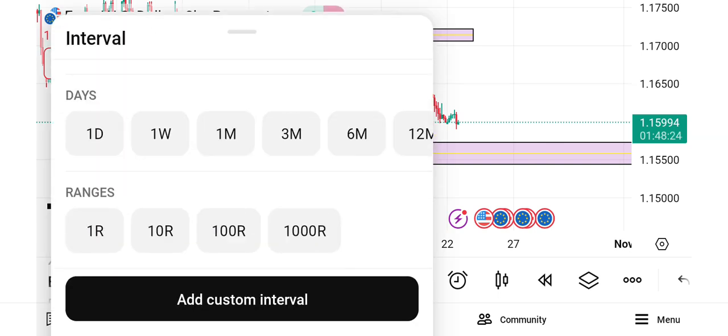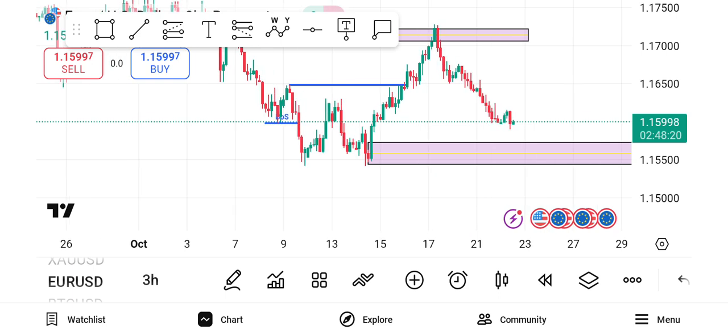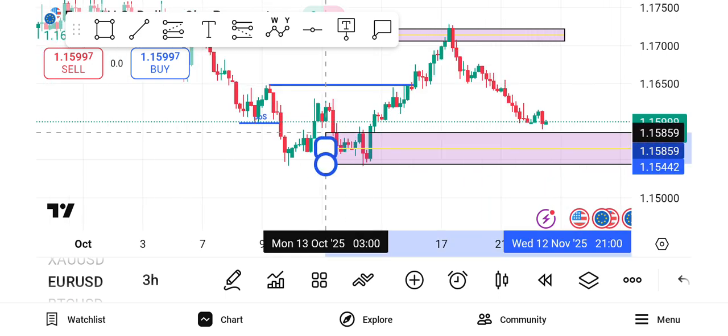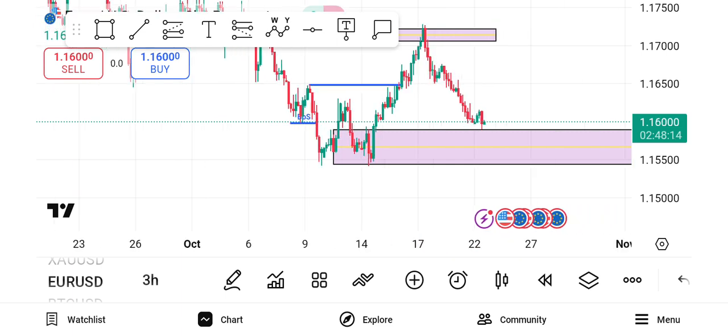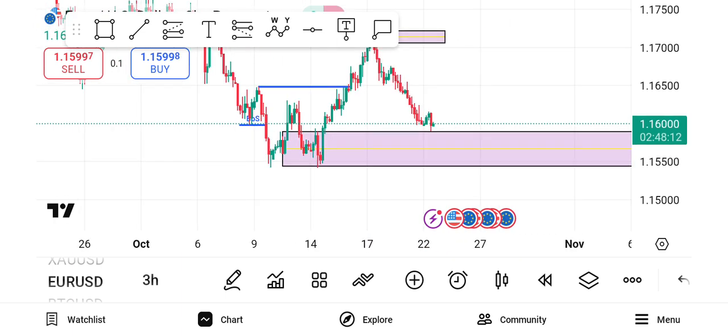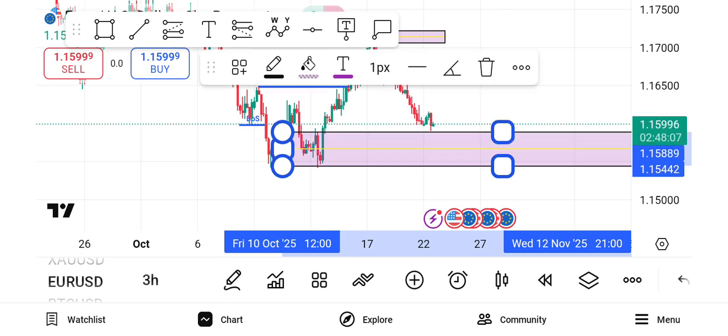Let's use 3 hours. So it has tapped our zone. Now what we are going to wait for is a confirmation. If this market did not do any confirmation, I will not take the trade. That's why I said to be on the safer side, you need to see a confirmation.